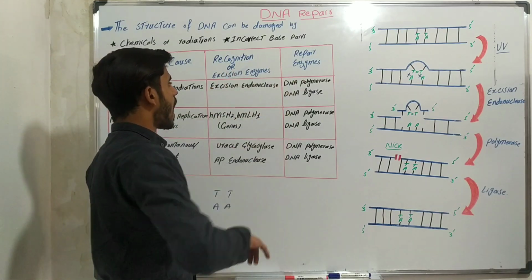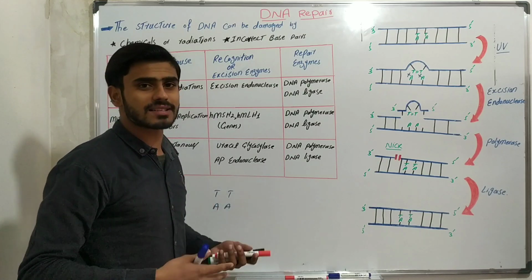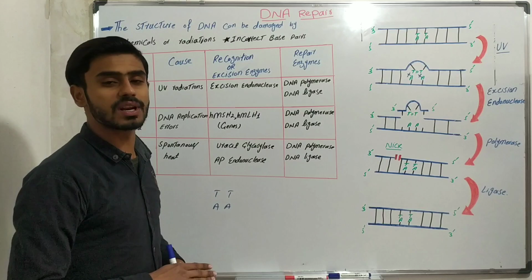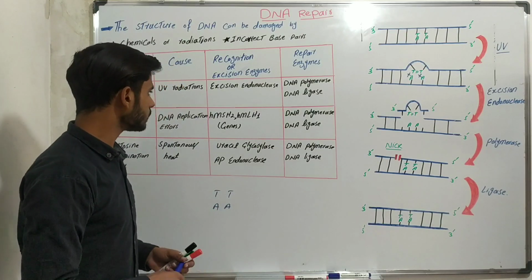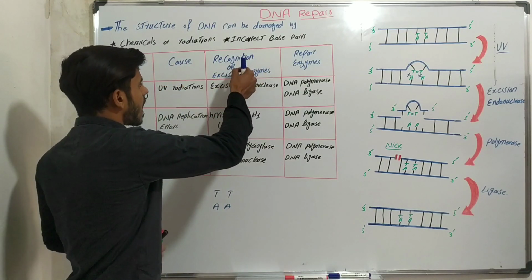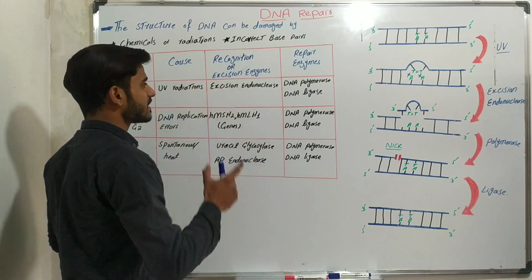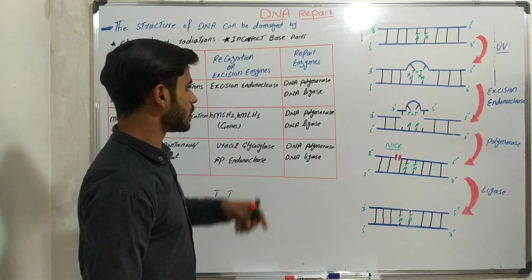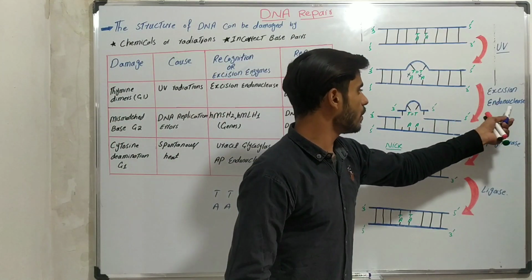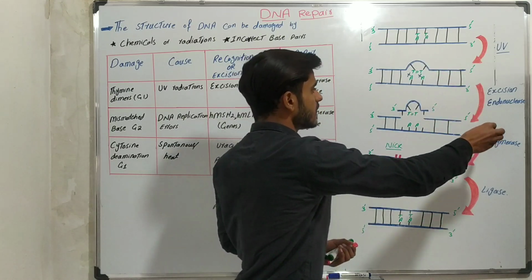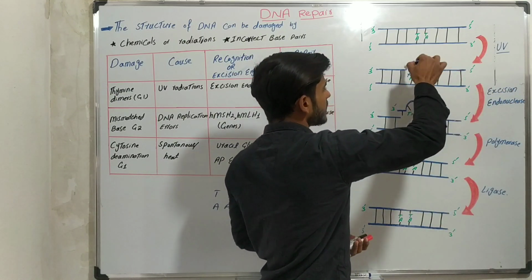The second is how this DNA damage is recognized and how it is repaired. This too includes the DNA repair mechanism. The recognition or excision enzymes, the enzymes that recognize this problem, are the excision endonucleases. So excision endonuclease enzymes will come. There are the thymine dimers, and they will recognize this problem.